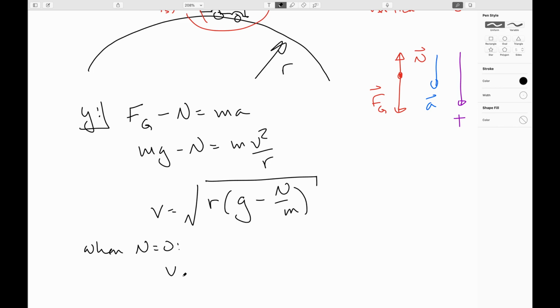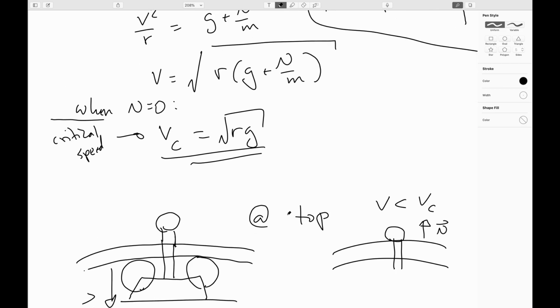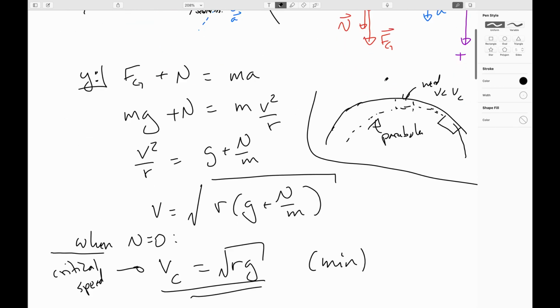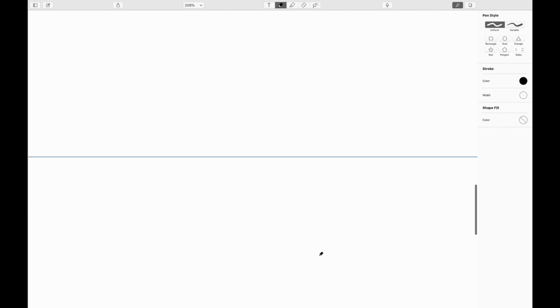And so when the normal force is as small as it can possibly be, that again is our critical speed, root rg. But now the difference is this is our maximum value. When we were doing the roller coaster loop-de-loop before, this was our minimum value. And here, this is our maximum value. So this does give us a way to think about circular orbits.